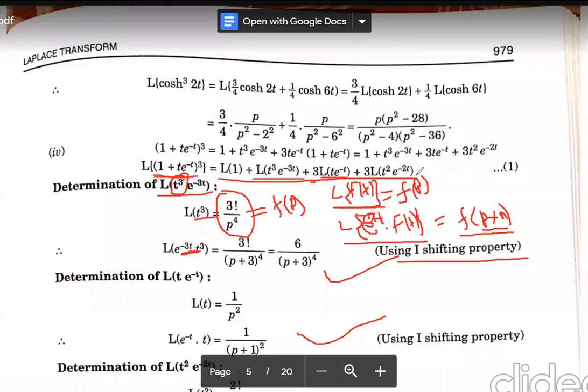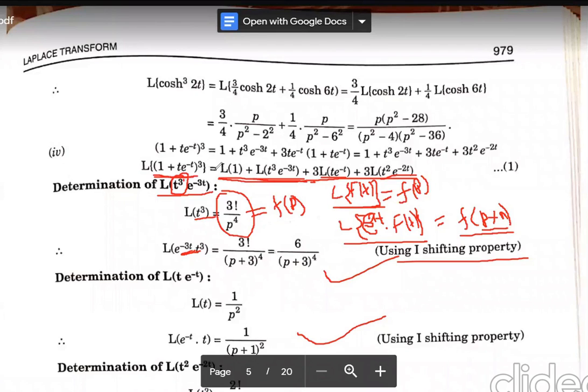Then similarly here also, you consider t square as f of t. And what is the Laplace transform of t square? That is factorial 2 by p cube. And then use the first shifting property, that will be reduced to factorial 2 by (p plus 2) whole cube, and then just substitute all values here and simplify, and you will get the required Laplace transform of (1 plus t e to the power minus t) whole cube.